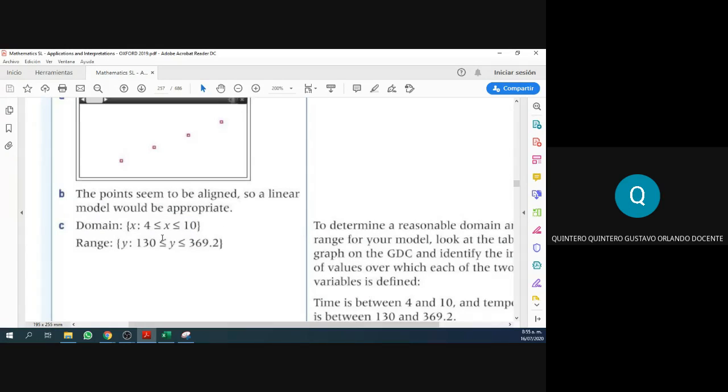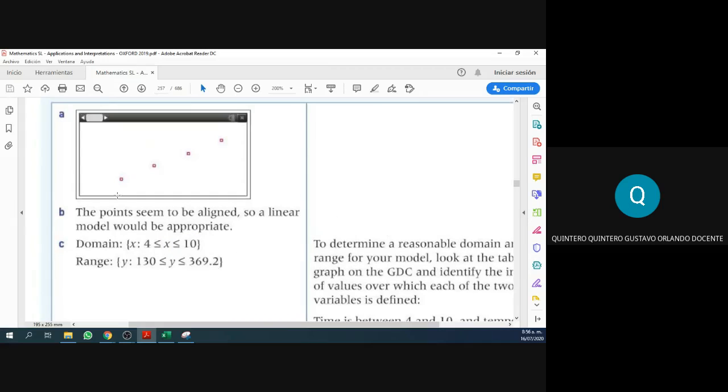All right, cool. Again, this is how you write it. This is called set builder notation. I think we saw this in the first term or something like that. So this is the set of the x variables such that 4 is less than or equal to x, less than or equal to 10. This is how you write it. Okay, let's continue with the range.